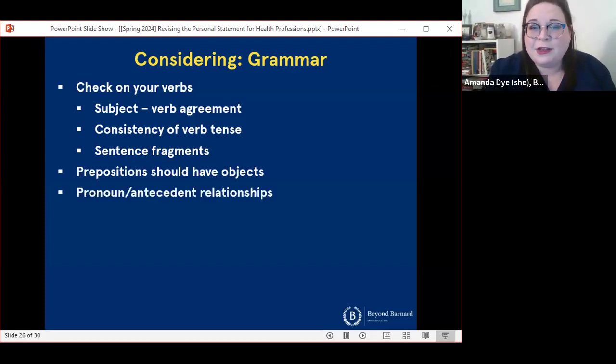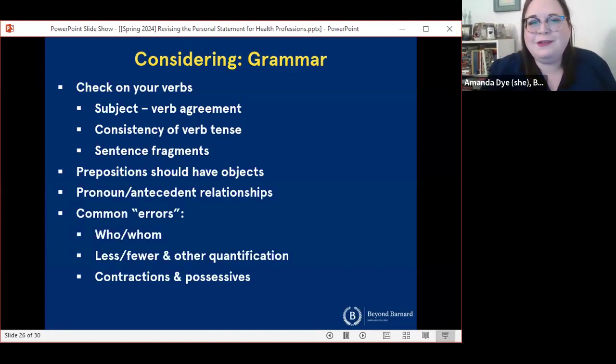Pronoun and antecedent relationships are really important. So, if I mention a person and then I use the pronoun she to refer to her, I want to make sure as I'm revising that I'm not moving things around in such a way that I don't introduce her before I start using her pronouns.